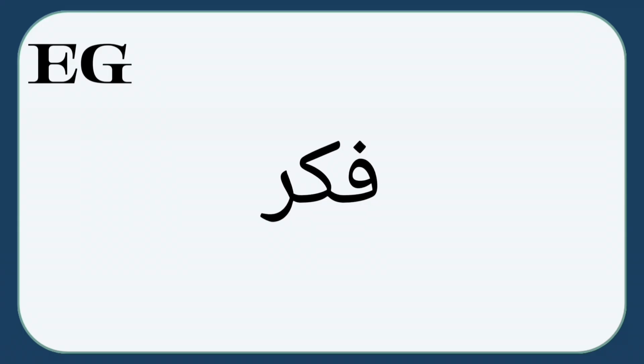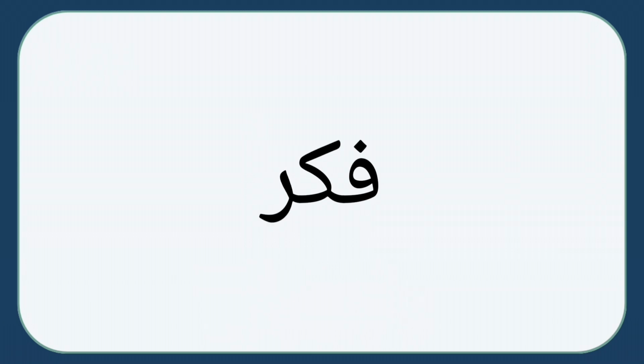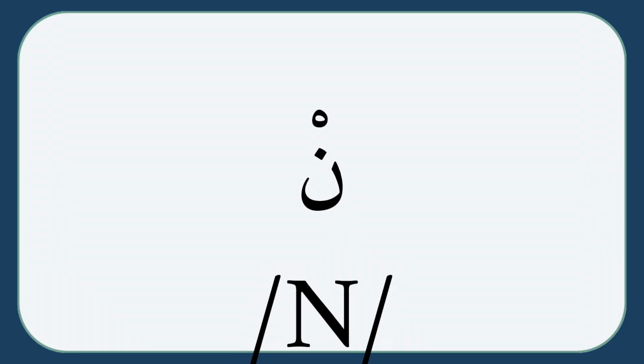For example, in the word fakir, which means poor, a sukun on the final letter, ra, indicates that you pronounce it without an extra vowel. So ra with sukun becomes r, r. Noon with sukun becomes n, n.